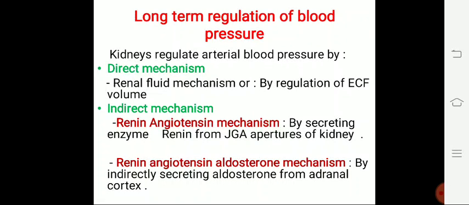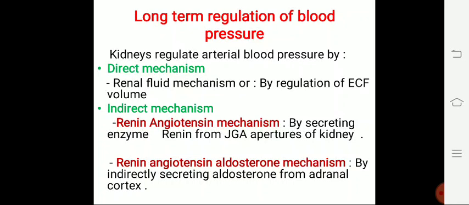Long-term regulation of blood pressure. In long-term regulation of blood pressure, the kidney plays the main role in control of blood pressure by the following mechanisms. First is the direct mechanism: the renal fluid mechanism, also called the autoregulation of blood pressure. It is done by regulation of extracellular fluid volume.